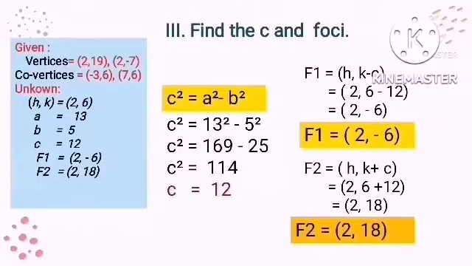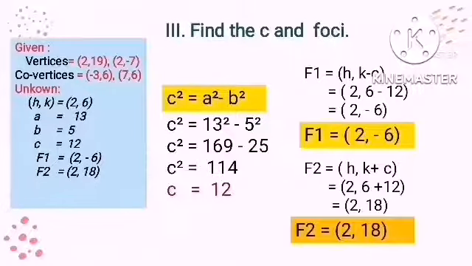So now, since we already have the values of a and b, let's proceed in getting the value of c. Using the formula c squared equals a squared minus b squared, we will get c by substituting the values of a and b. So c squared is equivalent to 13 squared minus 5 squared. And let's simplify. c squared is equivalent to 169 minus 25, and 169 minus 25 is equivalent to 144. And in order to get c, we need to take the square root of 144. And the square root of 144 is equivalent to 12. So therefore, our c now is equivalent to 12.